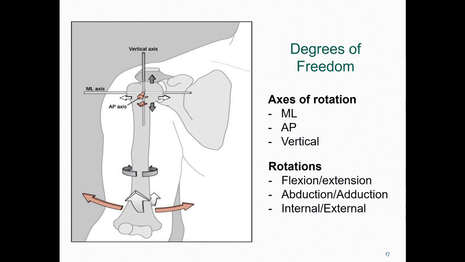Rotations about the mediolateral axis are considered to be either flexions or extensions. Rotations about the anterior-posterior axis are considered to either be abductions or adductions. And rotations about the vertical axis of rotation are considered to be either internal or external rotations.